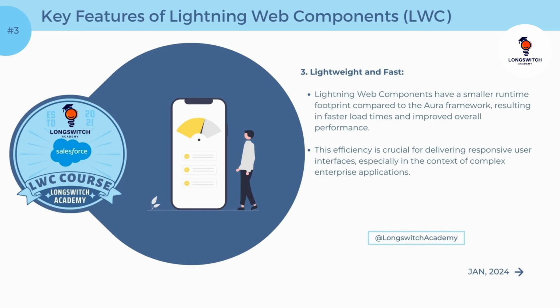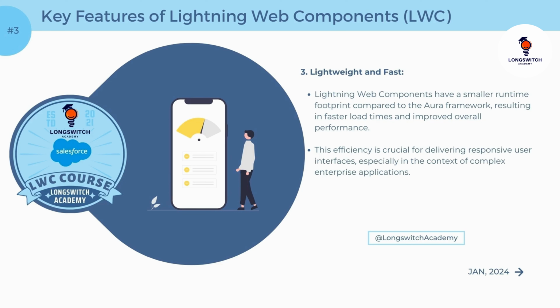In the world of Salesforce, the smart team at Longswitch wanted their apps to be faster and more efficient. They switched to using Lightning Web Components, LWC, a newer technology. They found that LWC takes up less space when running compared to the old Aura framework. This means that when users open the app, it loads faster, making everything work more smoothly. This efficiency is super important, especially when dealing with big business applications.